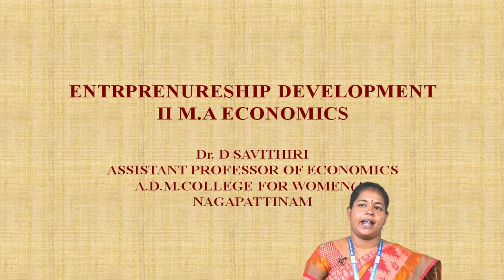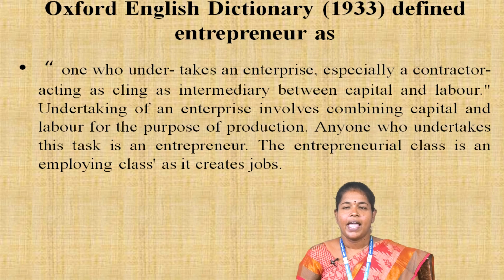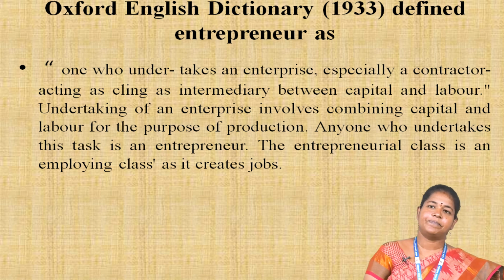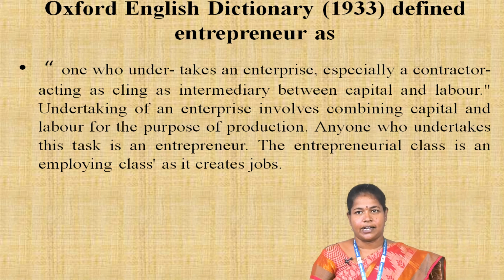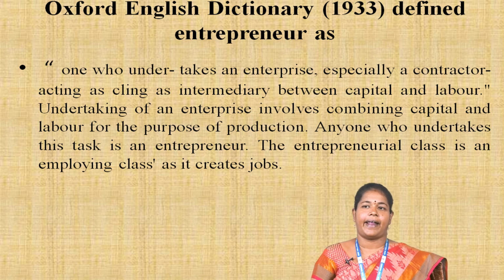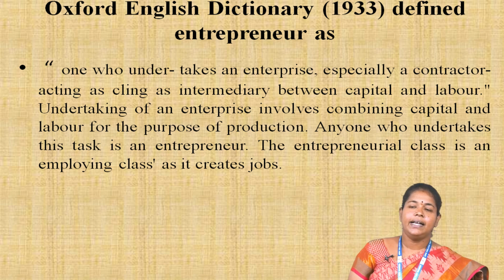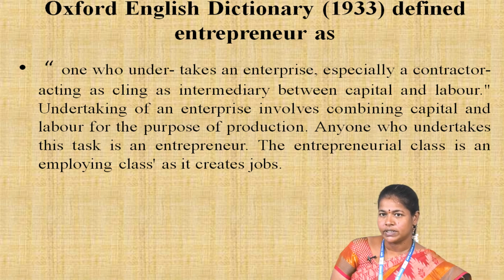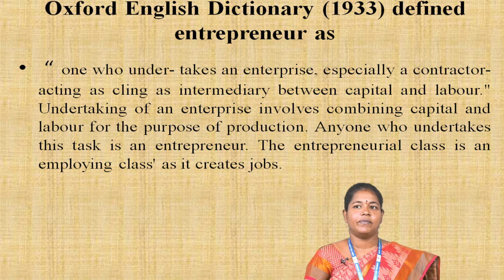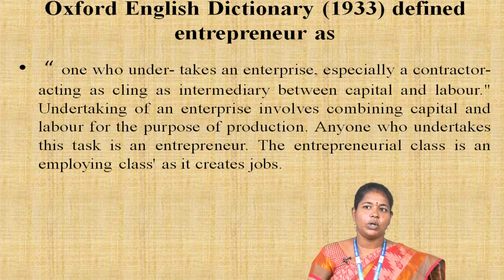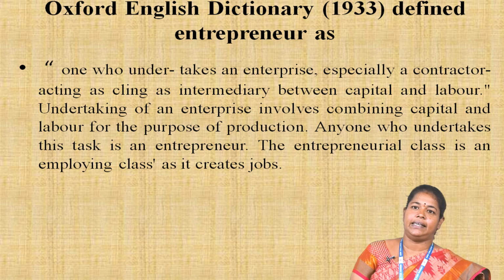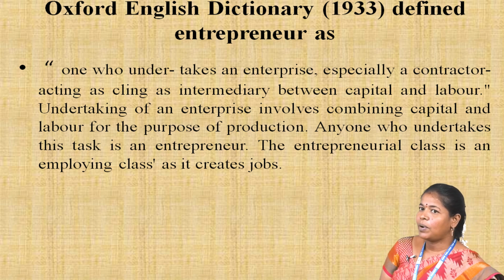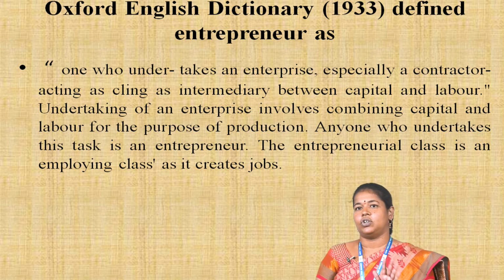My topic is Entrepreneur. Define Entrepreneur. The Oxford English Dictionary in the year 1933 defined entrepreneur as one who undertakes an enterprise, especially a contract, acting as an intermediary between capital and labor. Undertaking of an enterprise involves combining capital and labor for the purpose of production. Anyone who undertakes this task is an entrepreneur. The entrepreneurial class is an employing class as it creates jobs.